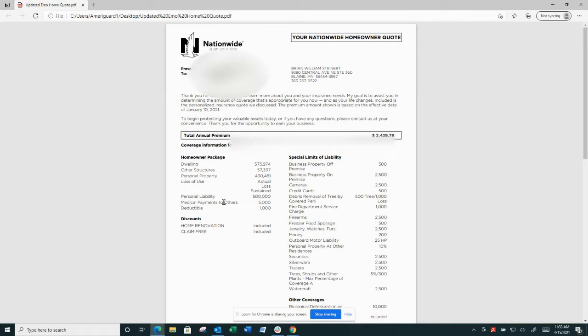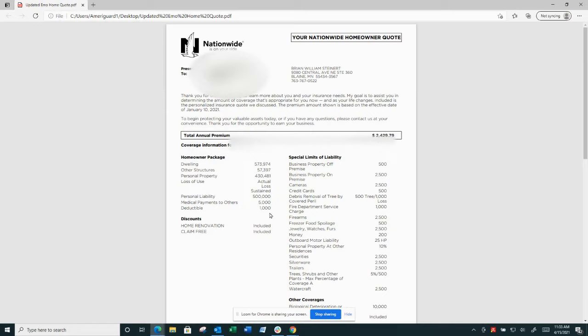Personal liability, very important coverage. We set this at a minimum of $500,000. This is a limit that is set aside in case you are going to be sued if someone is injured on your property or if a member of your household damages someone else's property or injures someone, and you're going to be sued in that way. So that limit is set at $500,000. Medical limits is set at $5,000. This means that if someone's injured on your property and that injured person wants you to pay for the medical damages, you have $5,000 set aside for that.